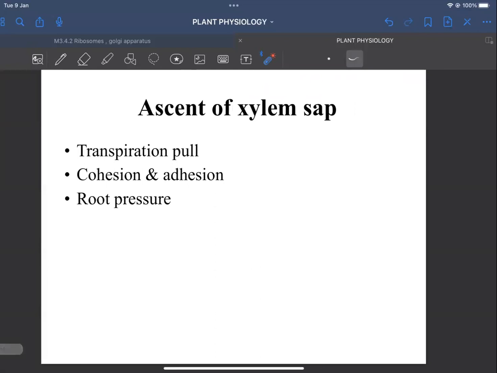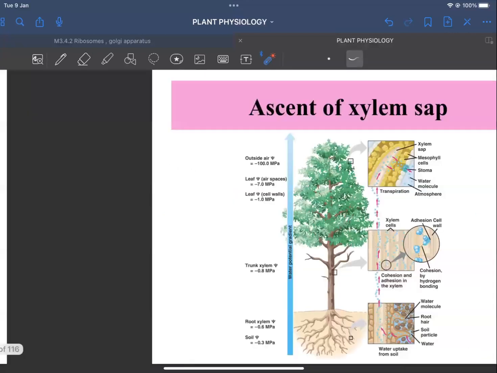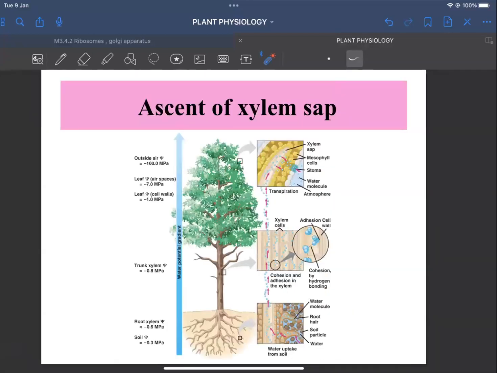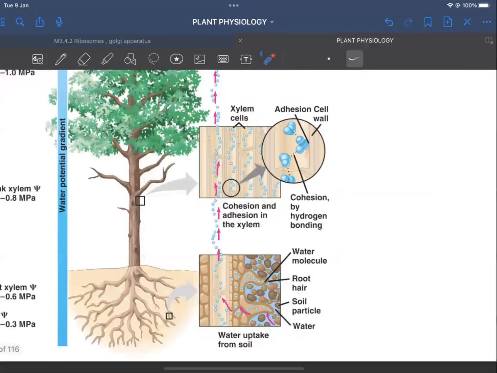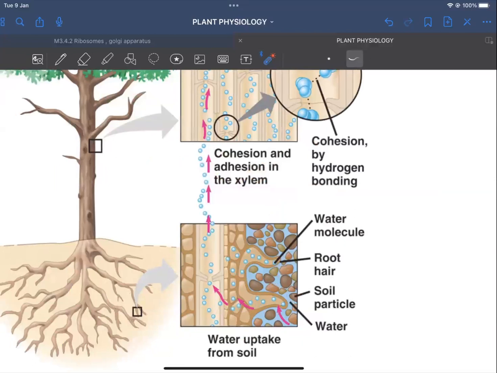Okay, so let's see the movement of the xylem sap. We have the transpirational pull, the cohesion and adhesion, and also the root pressure. This is how the transpiration process happens. Everything starts from the root over here. There will be water molecules available in the soil. We have the root hair cells and the soil particles.